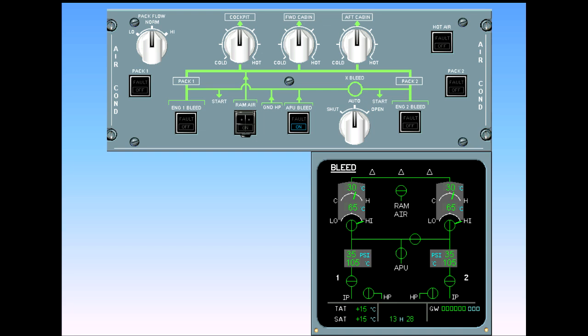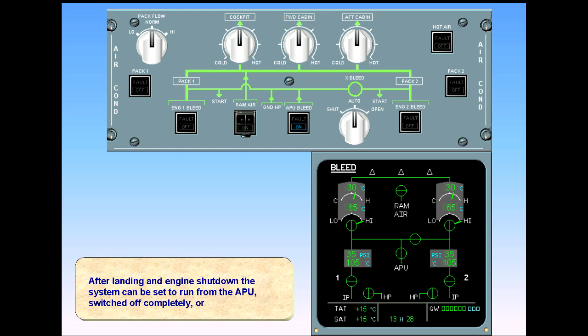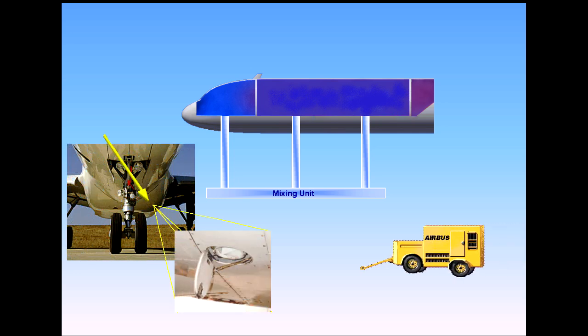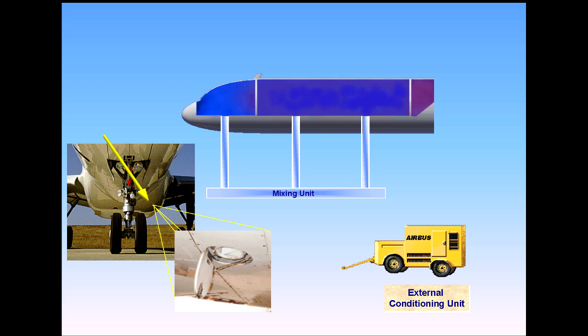After landing and engine shutdown, the system can be set to run from the APU, switched off completely, or an external conditioning unit can be connected via a low-pressure connection point on the underside of the aircraft. The low-pressure air is fed to the mixing unit and then into the 3 zones. There are no indications in the cockpit to show that an external conditioning unit is in use.